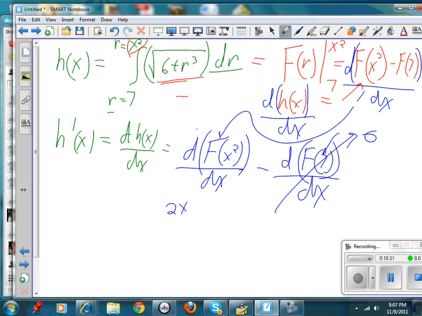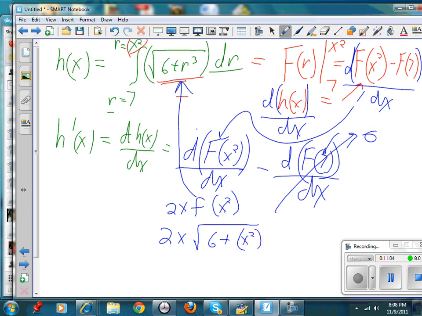Oh, well, we know the derivative of the antiderivative is just going to be back to the function we got, evaluated at the inside. Well, what's little f of x? Little f of x is that. And for whatever little f function is, we're going to plug in x squared into that function. Okay, so this is going to be 2x times the square root of 6 plus x squared, the input, to the third power.